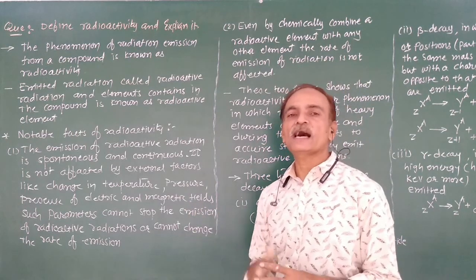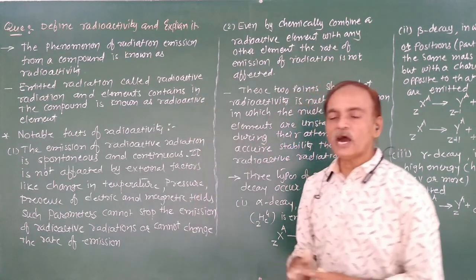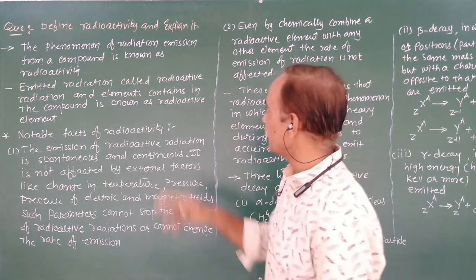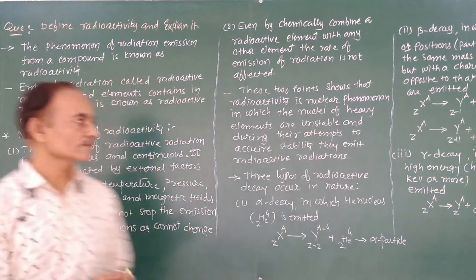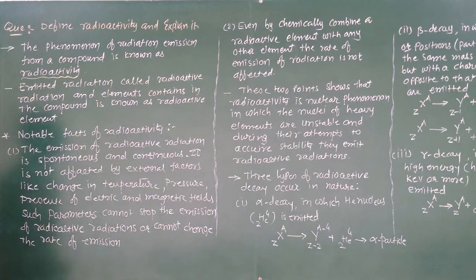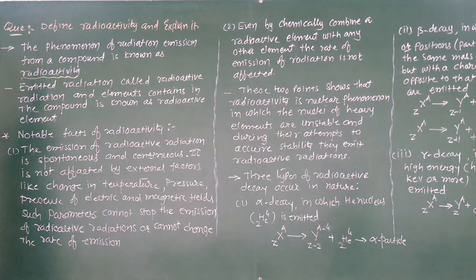So this phenomenon is known as radioactivity. Again, the phenomenon of radiation emission from a compound is known as radioactivity. The question is: define radioactivity and explain it. The definition is that the phenomenon of radiation emission from a compound is known as radioactivity.